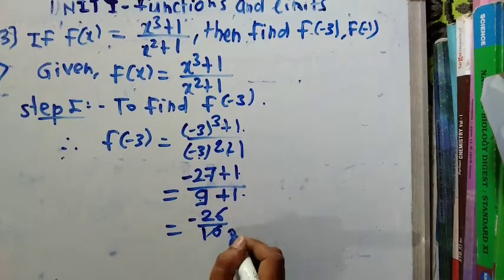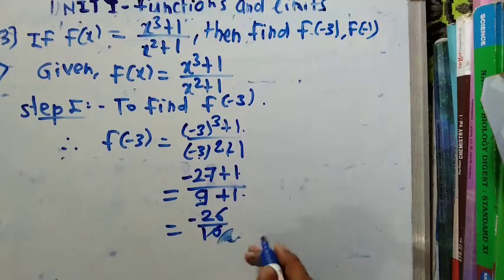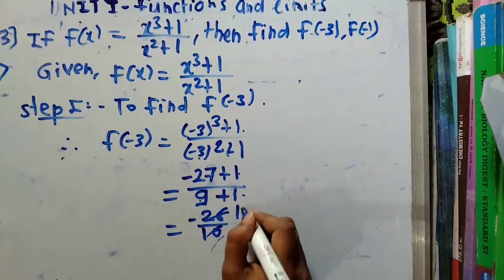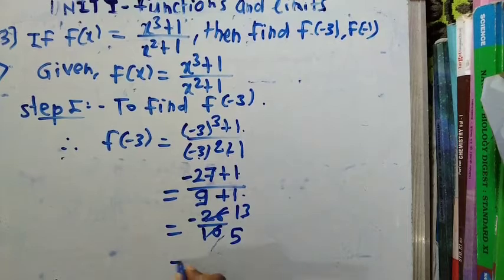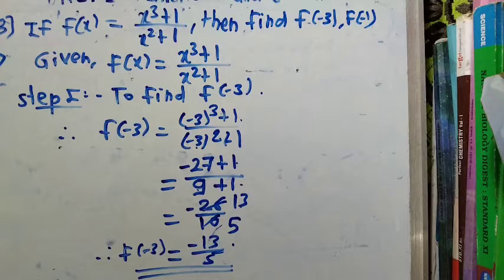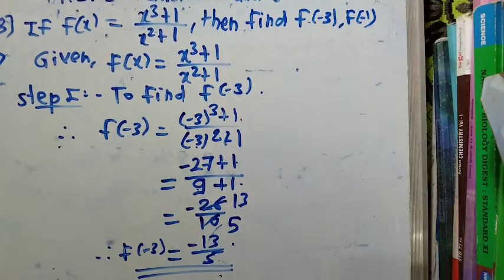So here 5 into 2 is 10, then 13 into 2 is 26, which is equal to minus 13 divided by 5. So f of minus 3 is minus 13 divided by 5.